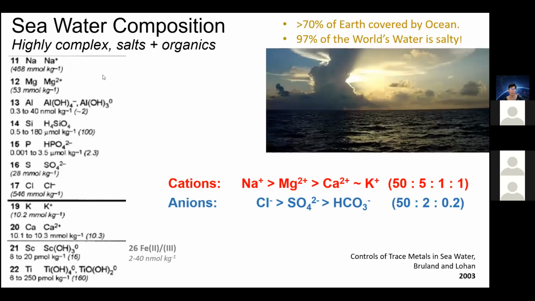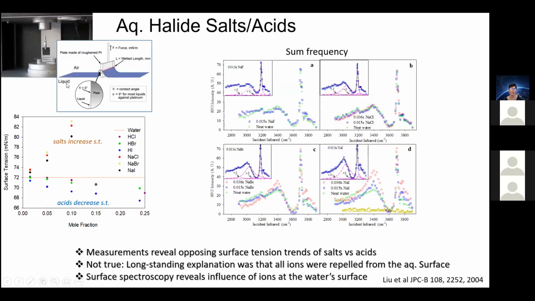Okay, so I'm going to show you a few studies just of salts, cations, anions, just again, motivation. The world's ocean is salt rich. So sodium chloride, if you think about sodium chloride and the halide series, bromide, iodide, and then also the acids of the same halides, and you look at surface tension, and you just do surface tension measurements as a function of mole fraction. Surface tension of neat water, clean water, is about 72 millinewtons per meter.